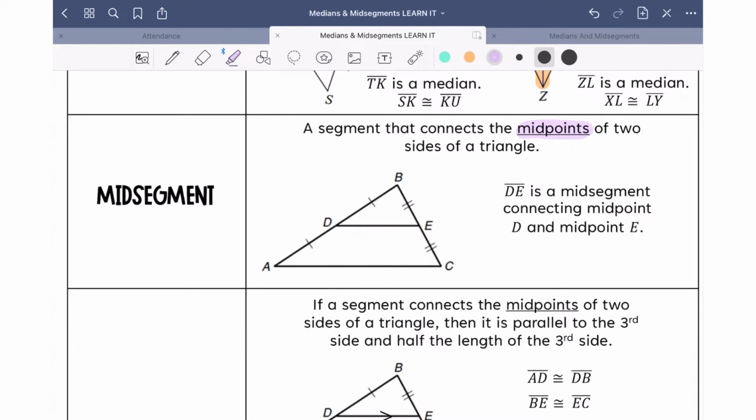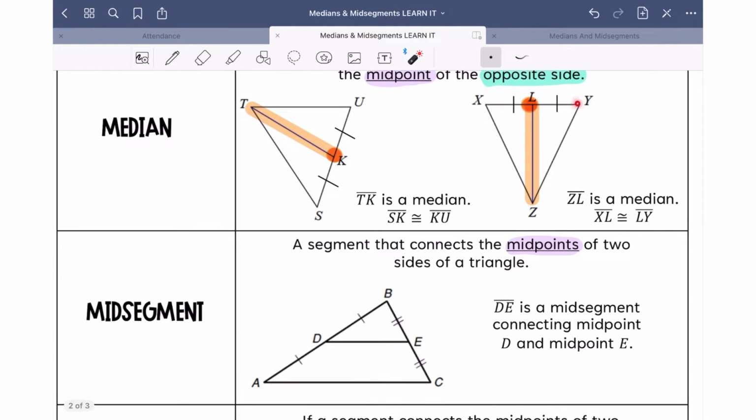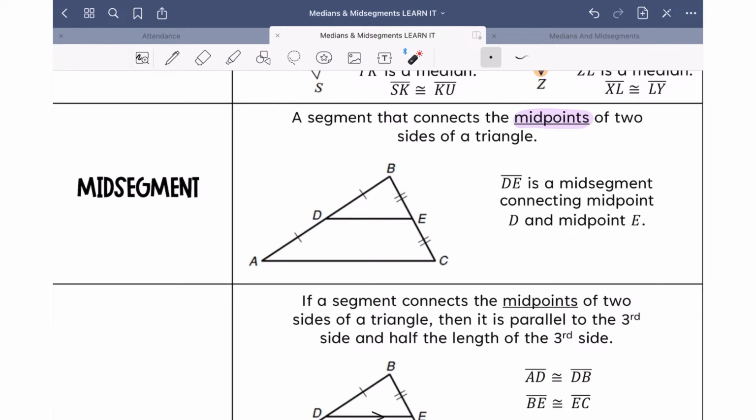So who are my two midpoints in this triangle that I can see? Well, remember, a midpoint we said bisects the segment into congruent sides like it did here and over here. So who is the midpoint for this triangle? There's two midpoints. And I did label them, but if you can't see it, it's D and E. So those two midpoints are connected, and that is what creates a midsegment. The midsegment connects the midpoints of any two sides of a triangle.